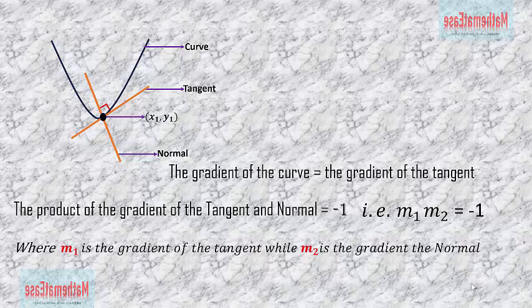It doesn't matter. But for the sake of clarity, so that you have deep understanding and are not confused, in this material, anywhere you see m1, it is the gradient of the tangent, and m2 is the gradient of the normal. Also note that the gradient of the tangent and of the curve are the same. So m1 can be referred to as the gradient of the curve and the gradient of the tangent.